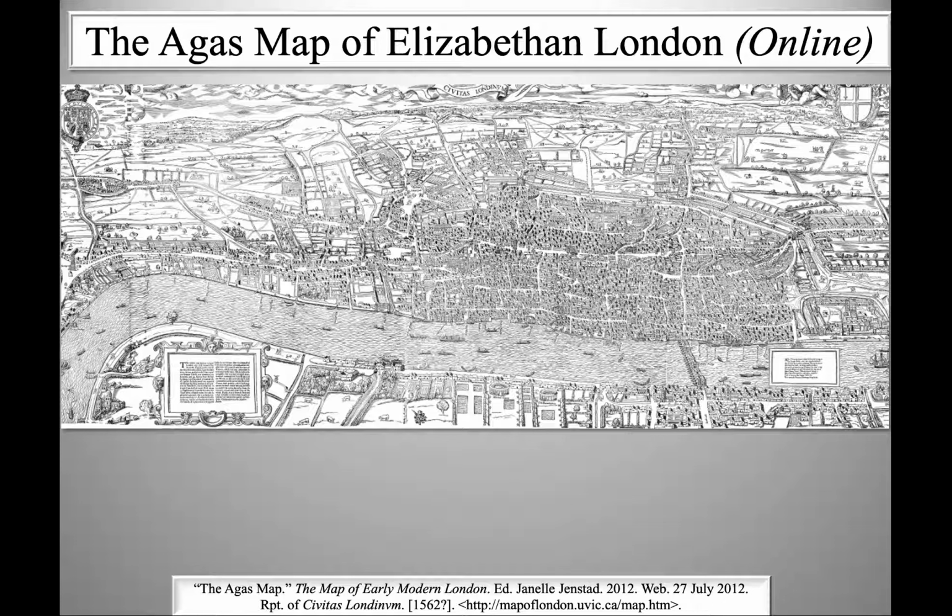This is an old 16th century map called the Agas map of Elizabethan London. And this is online. It's one of my favorite sites. There's so much you can do with it. You see down at the bottom here the citation and the link to the site edited by Janelle Jenstad. It's been a wonderful thing in my life to have this map, and I'm showing it to you.